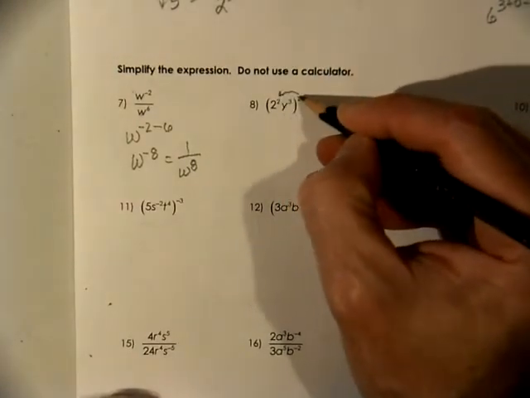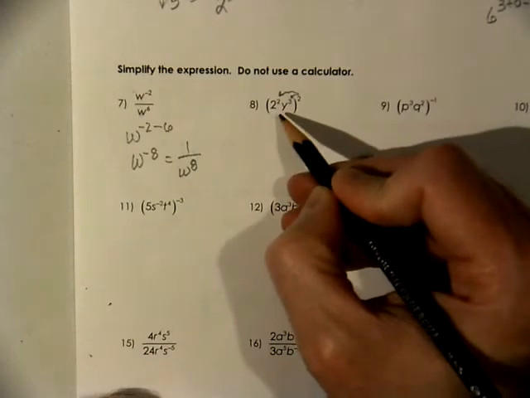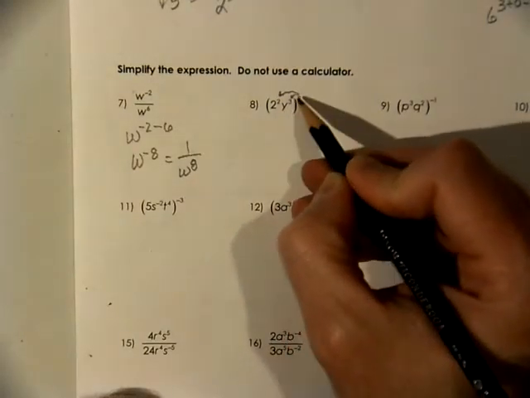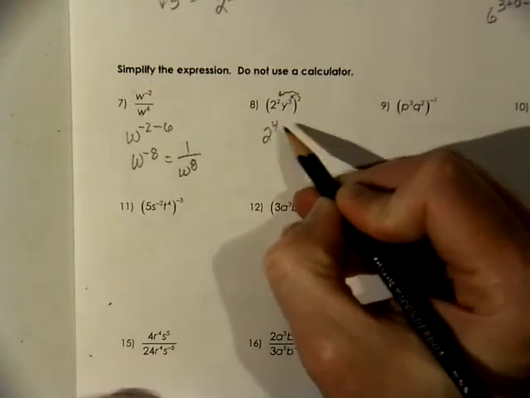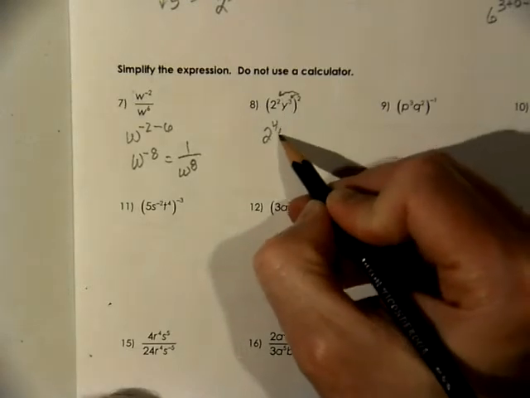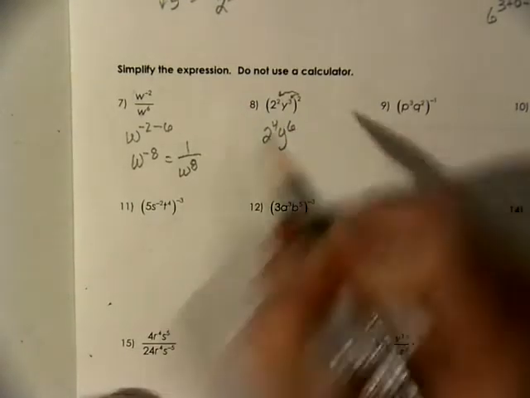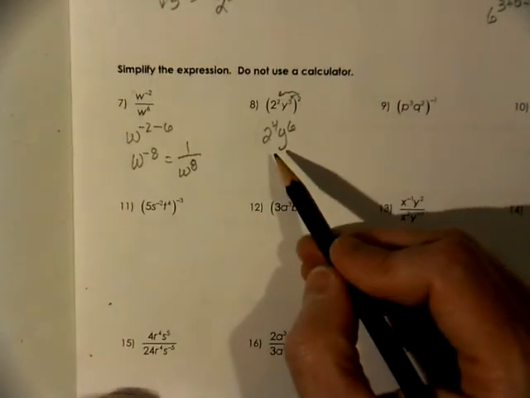Here, since we are squaring a monomial, this is not a binomial, this is a monomial, so we are going to distribute in to get 2 to the 4th. When you distribute, you multiply exponents. Y to the 6th. And you can leave it in that form. If you know that 2 to the 4th is 16, then sure, now you can write 16 y to the 6th. But you may leave it in that form if you wish.